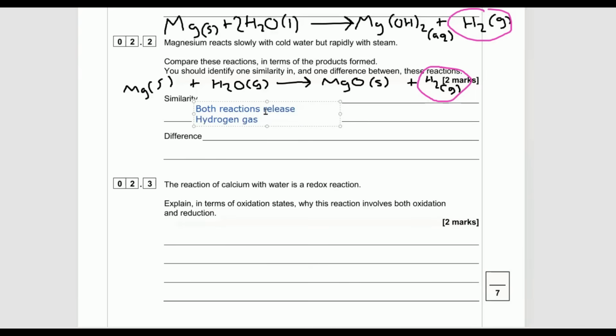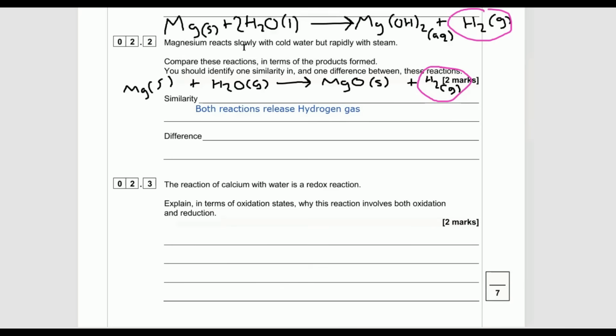Now, imagine this question is just asking you to compare them and say what the similarities and the differences are. You could get one that's talking about observational similarities and observational differences, and this didn't. But if it was observational similarities, we could say you'd see bubbles in that one, or a squeaky pop test, or some identifying feature of the hydrogen gas.